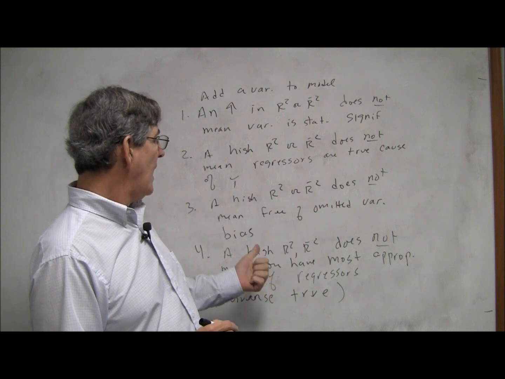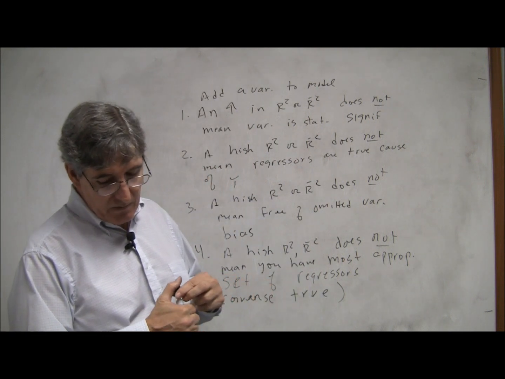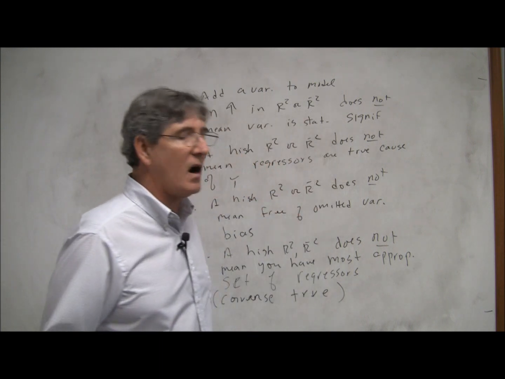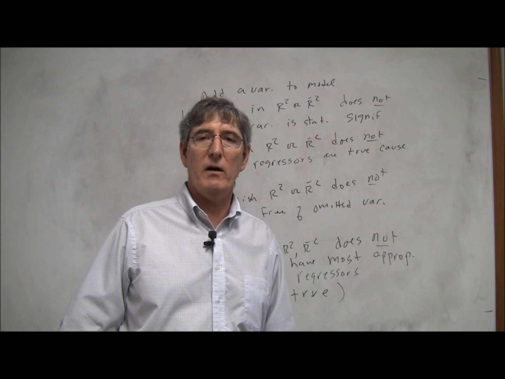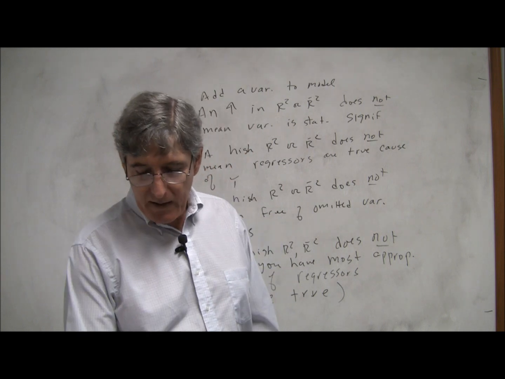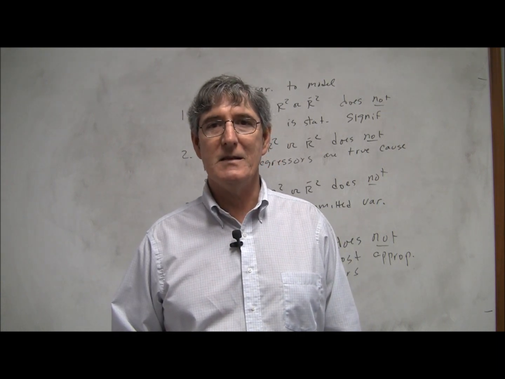And so a high R squared doesn't mean you have a great model. A low R squared doesn't mean you have a bad model. Sometimes in micro, they'll have models with R squared as low as like 0.1 or 0.05, and yet they'll have a very nice model. Okay, well, that ends Chapter 7, and I will see you again soon.